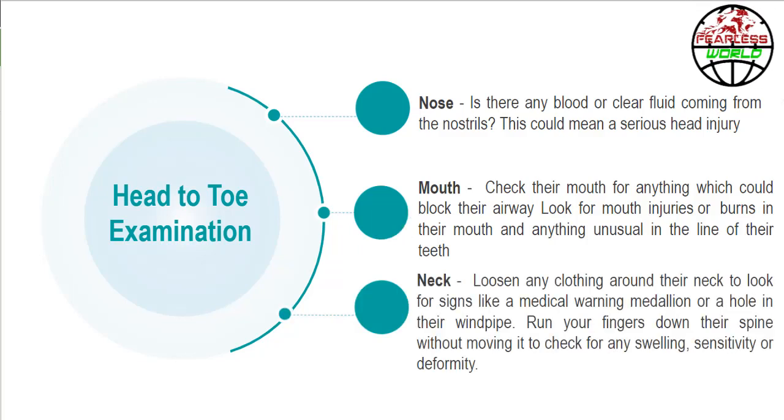Neck. Loosen any clothing around their neck to look for signs like a medical warning medallion or a hole in their windpipe. Run your fingers down their spine without moving it to check for any swelling, sensitivity, or deformity.